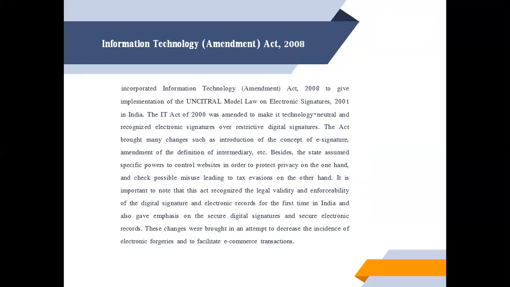It is important to note that this Act recognized the legal validity and enforceability of digital signatures and electronic records. For the first time in India, it also gave emphasis to secure digital signatures and secure electronic records. These changes were brought in an attempt to decrease the incidence of electronic forgeries and facilitate e-commerce transactions.